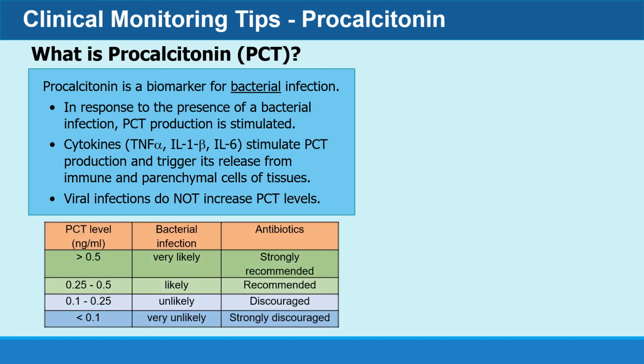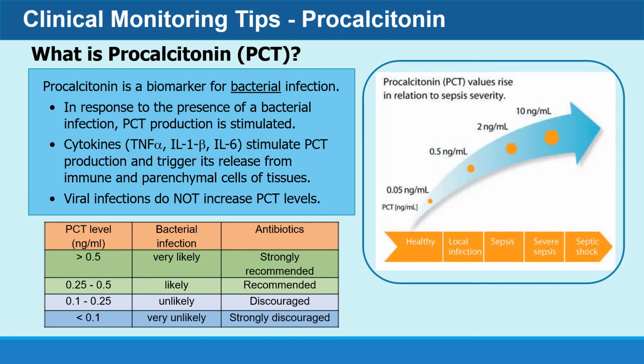Here's a table that shows that bacterial infection is very likely if the procalcitonin level is above 0.5, and infection is likely if the procalcitonin level is between 0.25 and 0.5 nanograms per ml. This figure shows that sepsis and local infection is associated with the procalcitonin level starting at 0.5 nanograms per ml.